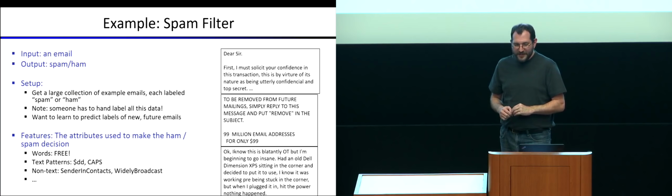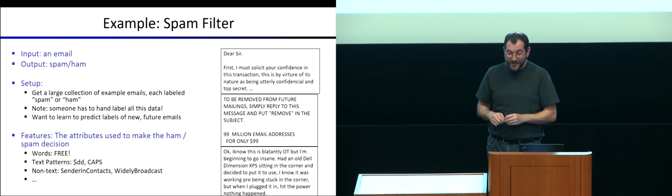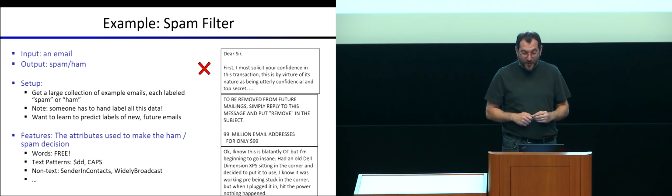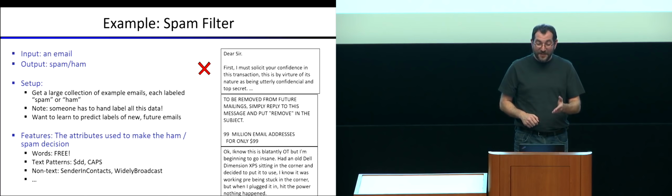Dear sir, first I must solicit your confidence in this transaction. This is by virtue of its nature as being utterly confidential and top secret. What do you think? Spam? It looks really important. Yeah, it's spam. Here's the next one. To be removed from future mailing, simply reply to this message and put remove in the subject. 99 million email addresses for only $99. Spam? I mean, that's like a million email addresses per dollar. Yeah, that's bad. You don't want that one.